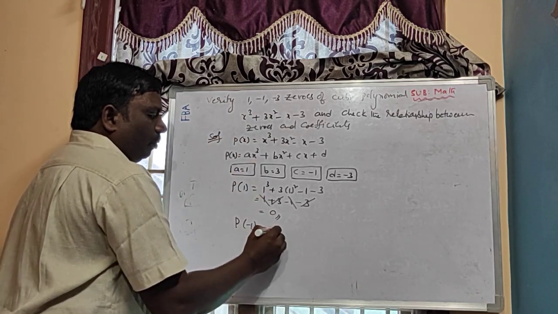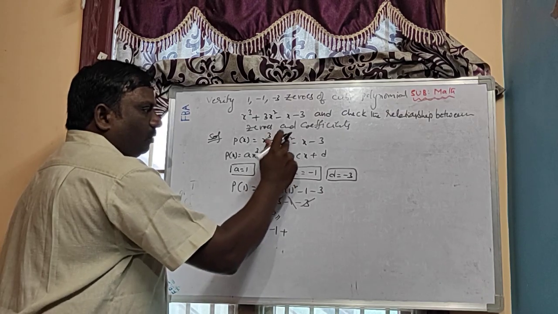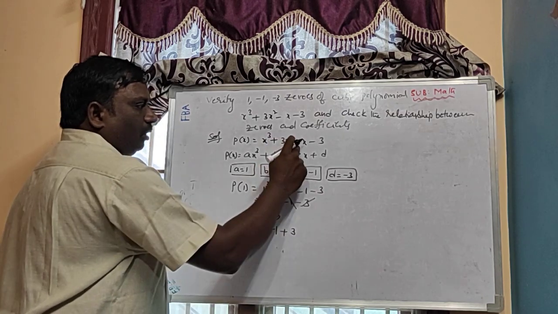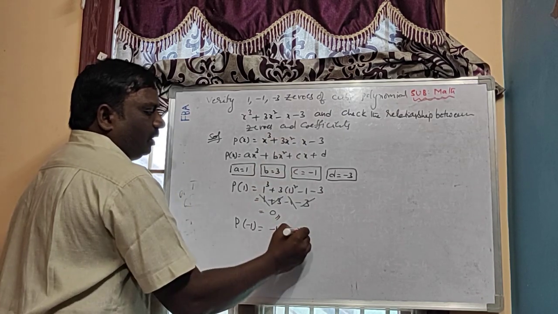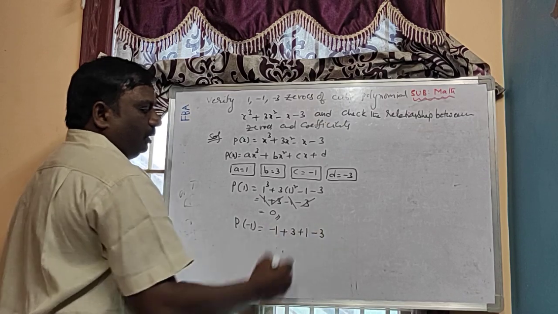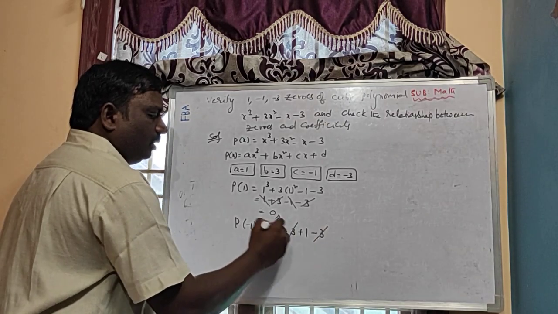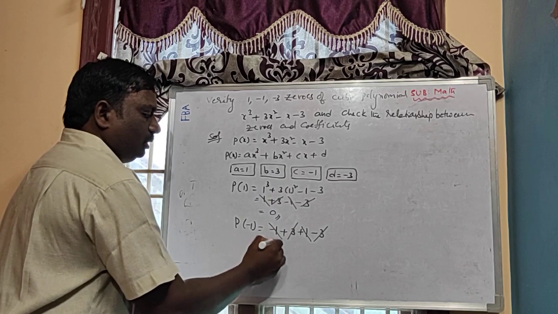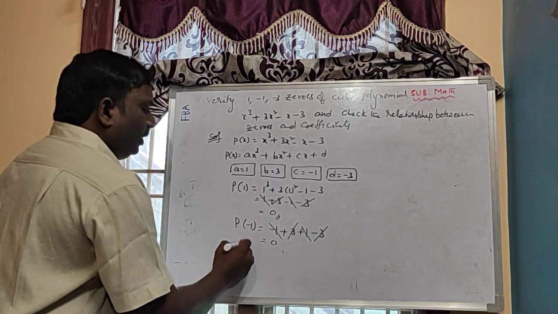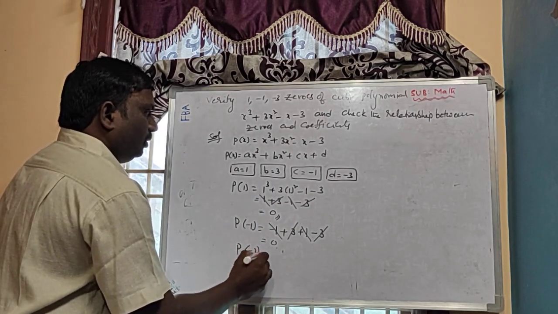Minus 1 whole cube, minus 1. Minus 1 whole square, 3. Minus of minus, plus 1 minus 3. So plus 3 minus 3, plus 1 minus 1, both cancel. This is also 0. Similarly, P of minus 3.